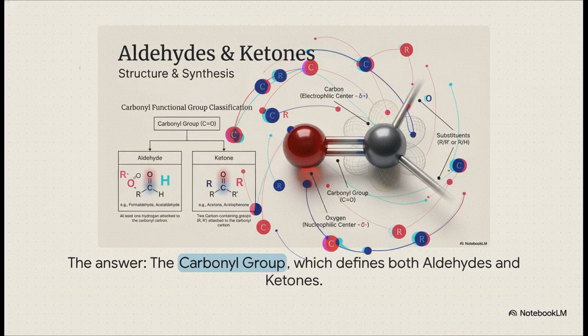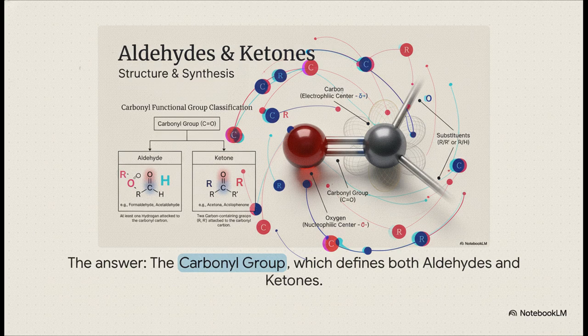You're looking at it right here. It's really just a carbon atom with a double bond to an oxygen atom. And this little group, it's the heart and soul of both aldehydes and ketones. So what's the difference? Well, it's super simple. If that central carbon is attached to at least one hydrogen, boom, you've got an aldehyde. But if it's sandwiched between two other carbon groups, then it's a ketone.